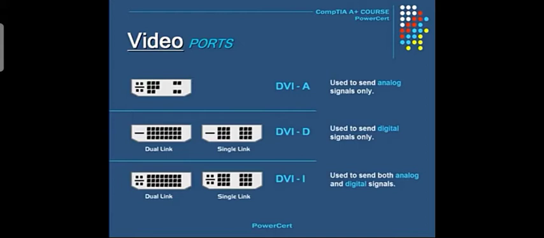Now, on the connectors that are able to send digital signals, which would be the DVI-D and the DVI-I, there are 2 different options in the DVI standard. There's single link and dual link. The difference is that dual link has 6 extra pins, and these pins allow for a higher resolution than single link cables.